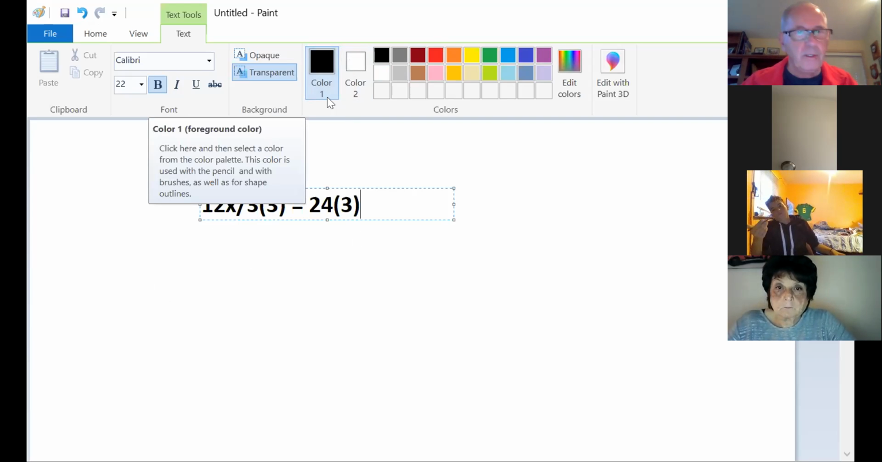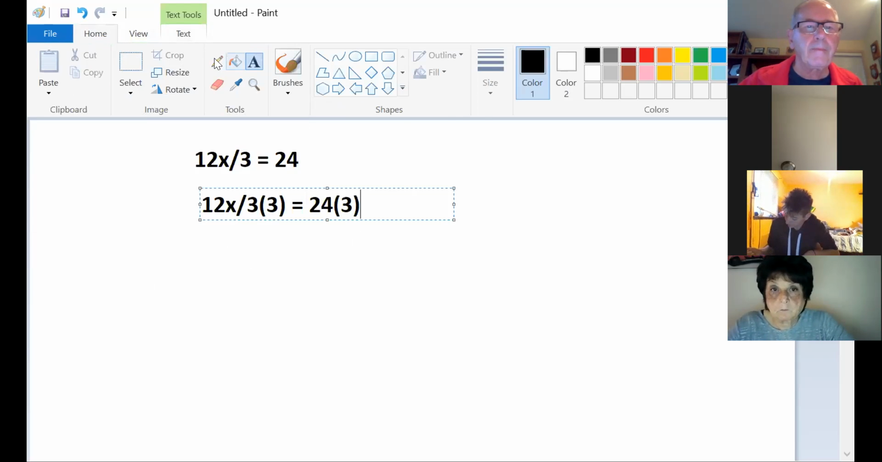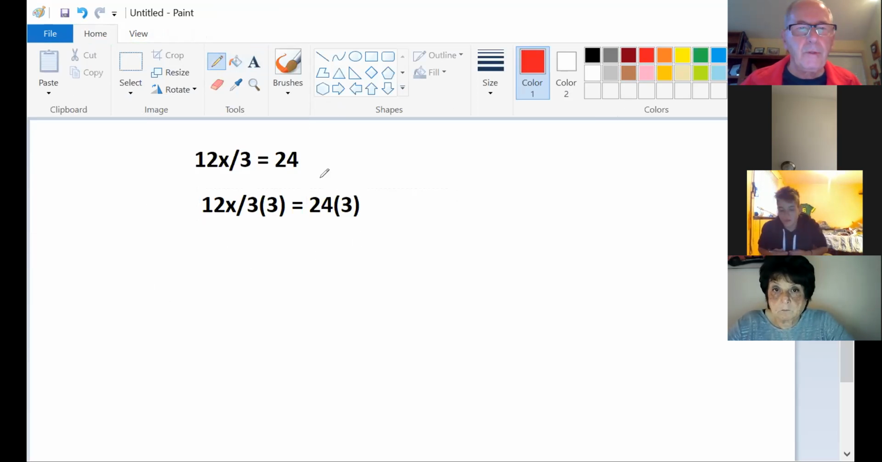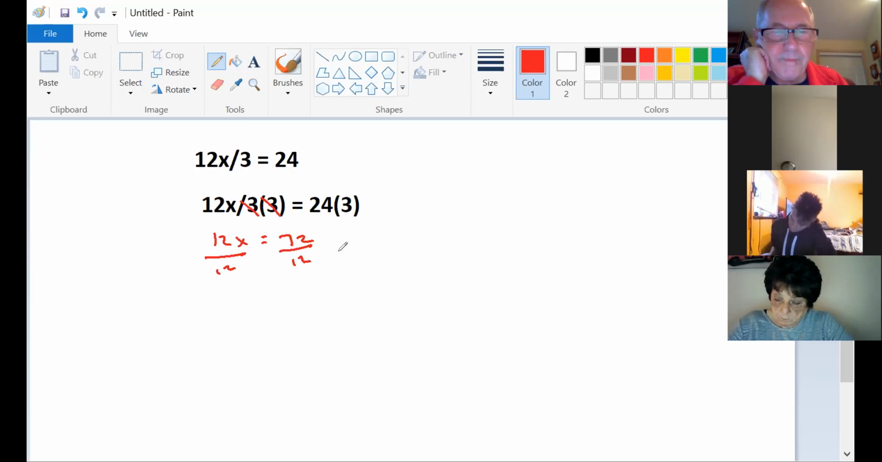I realize it's hard, I wish I was on a board. By doing what I've done, this 3 is on top, this is on bottom, so it cancels out, okay? So now I've got 12x is equal to 24 times 3. 24 times 3 happens to be 72, right? 24, 48, 58, 68, 72, right? Now I'm going to divide both sides by 12. What's 12 into 72? Anybody know? It ends up being 6 times. Okay, so x is equal to 6.